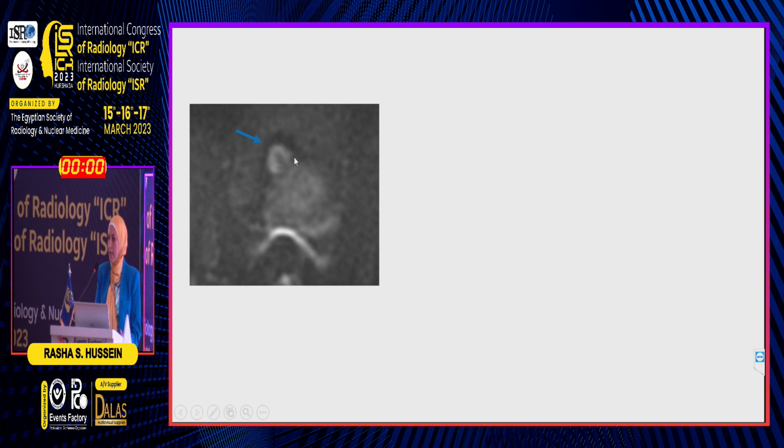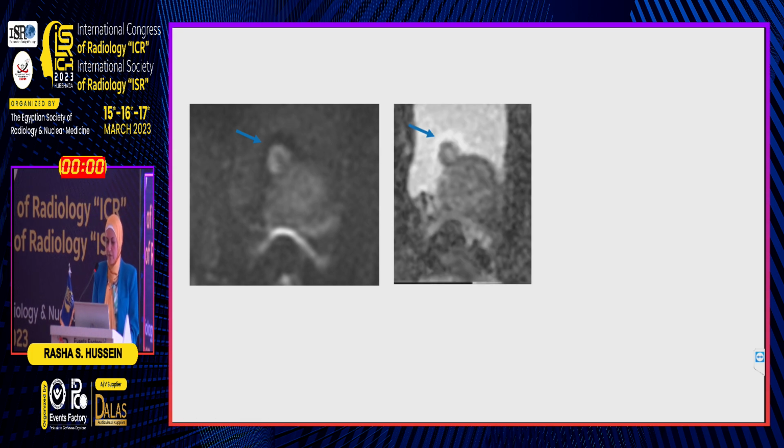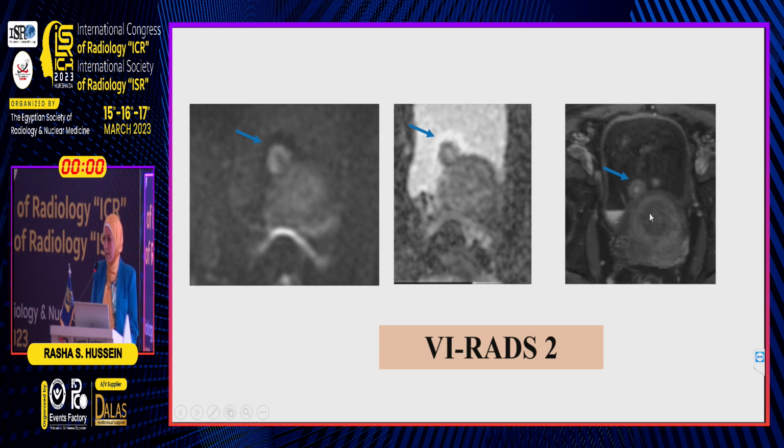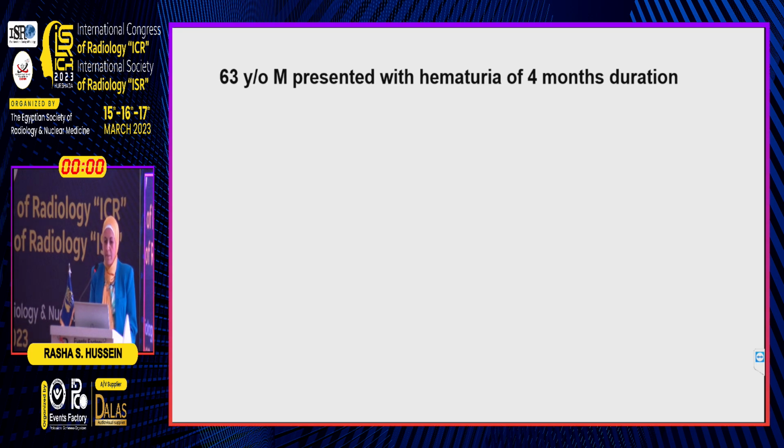And this is called the inchworm sign, and this is a clue for non-muscle invasive bladder cancer. This was confirmed on the ADC map with a non-restricted central part, with restriction in the rest of the polypoidal bladder lesion. And this is the DCE showing the delayed enhancement of the polypoidal peduncle. The final score was VI-RADS 2 by all 3 readers, and it was confirmed to be non-muscle invasive bladder cancer.